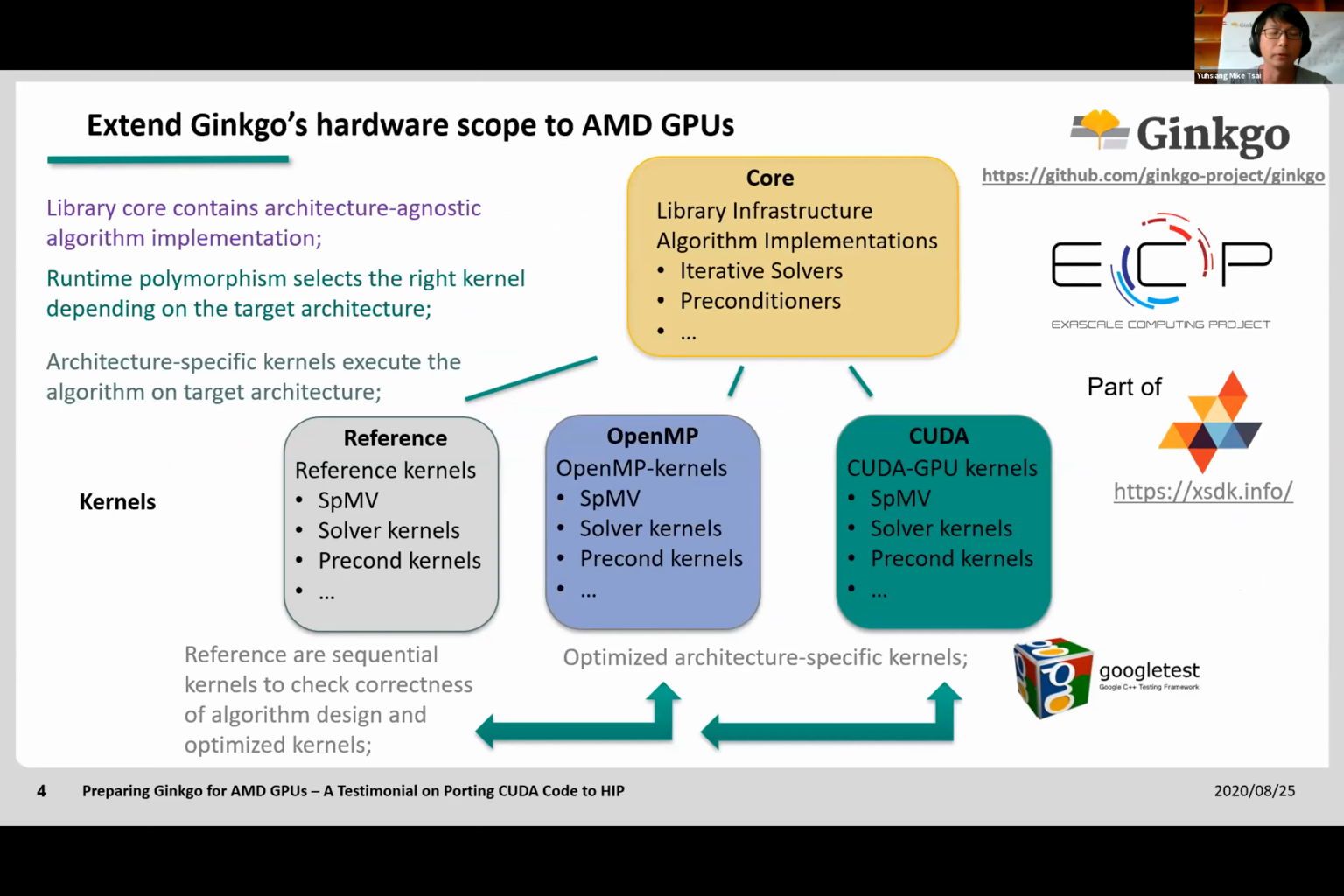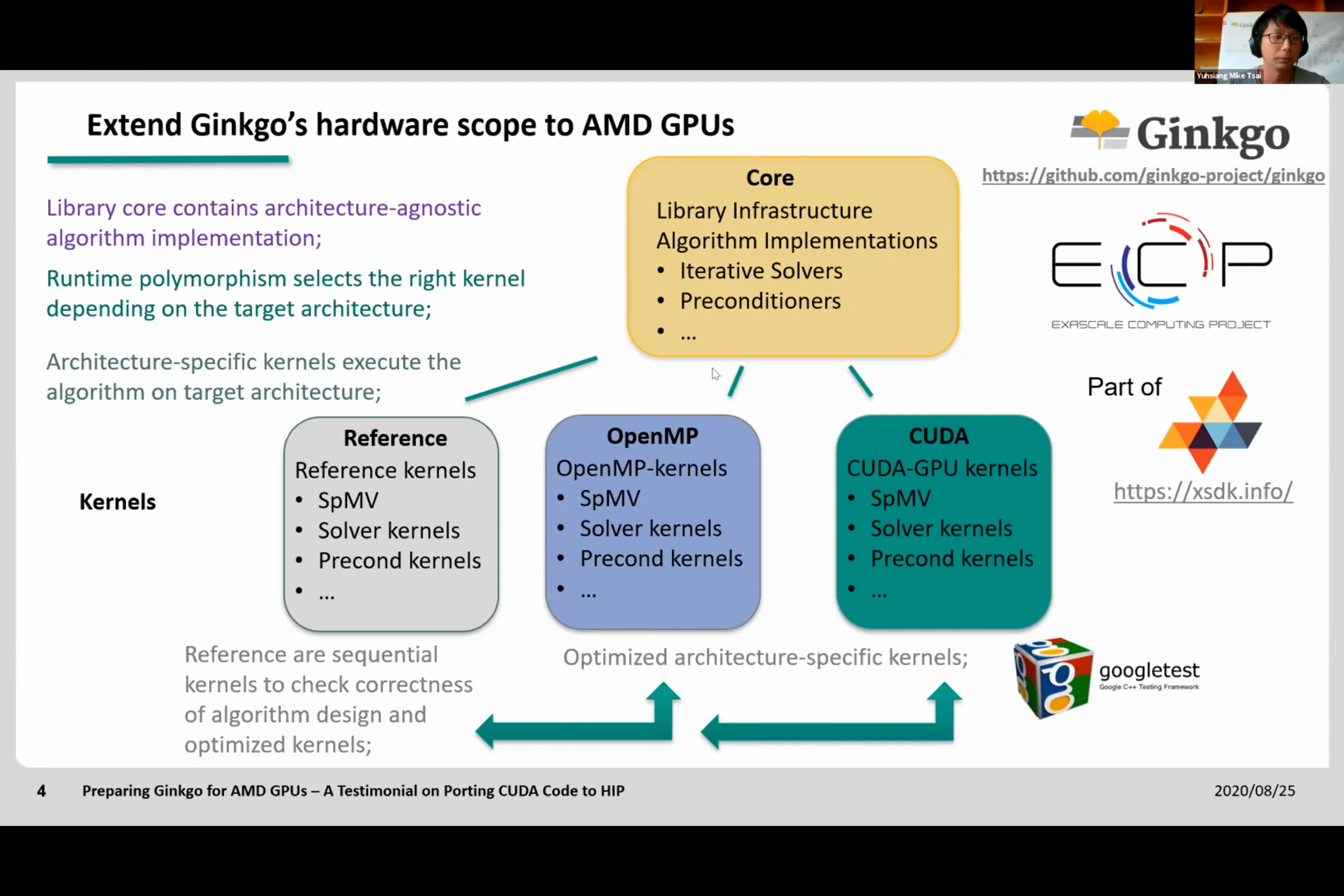So we introduce our library design. We have one core structure. It introduces the library interface and also some algorithm implementations. I would say it's most like pseudocode for different solvers, like CG, where we need some dot products and some SpMV or norm calculations, but the detailed implementation will be in a different kernel.